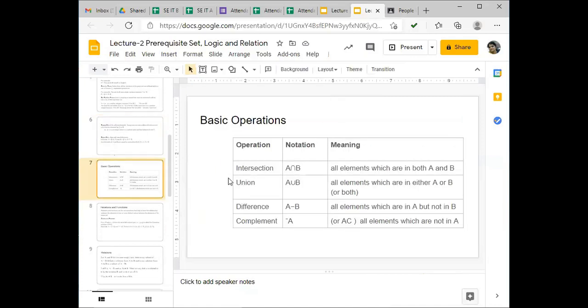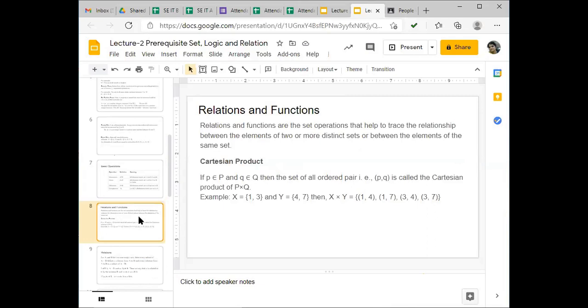Next, what are the basic operations? Intersection, union, difference, and complement. I think you people know what is intersection. Common elements between set A and set B. What is union? All the elements of A and B together, right? What is difference? The elements which are in A but not in B. Complement? All the elements which are not in A. So these are basic operations.